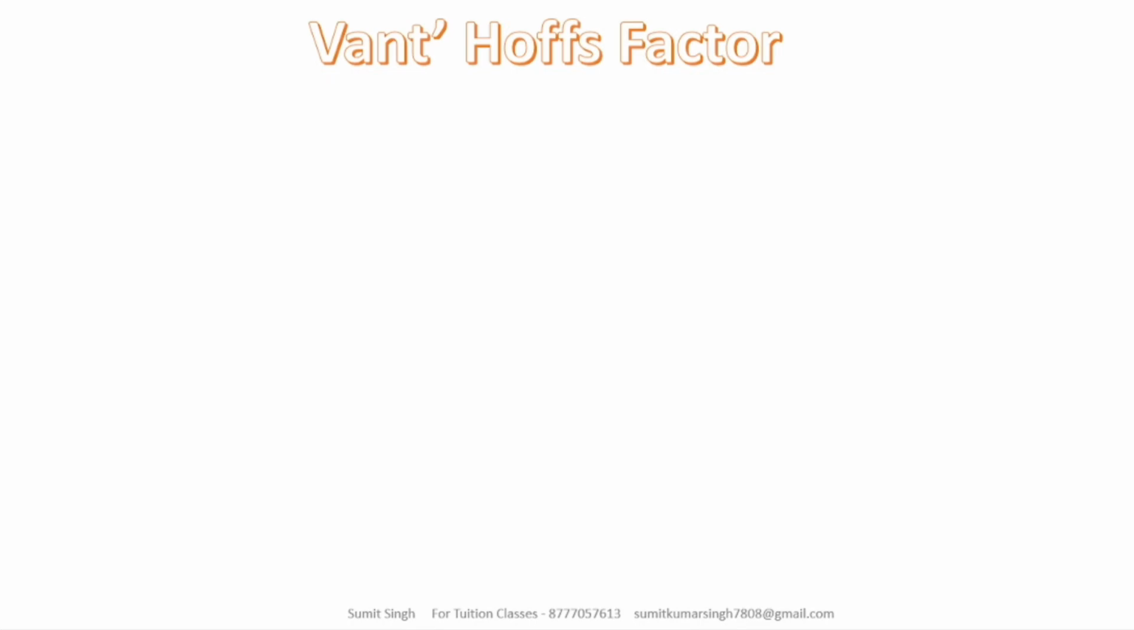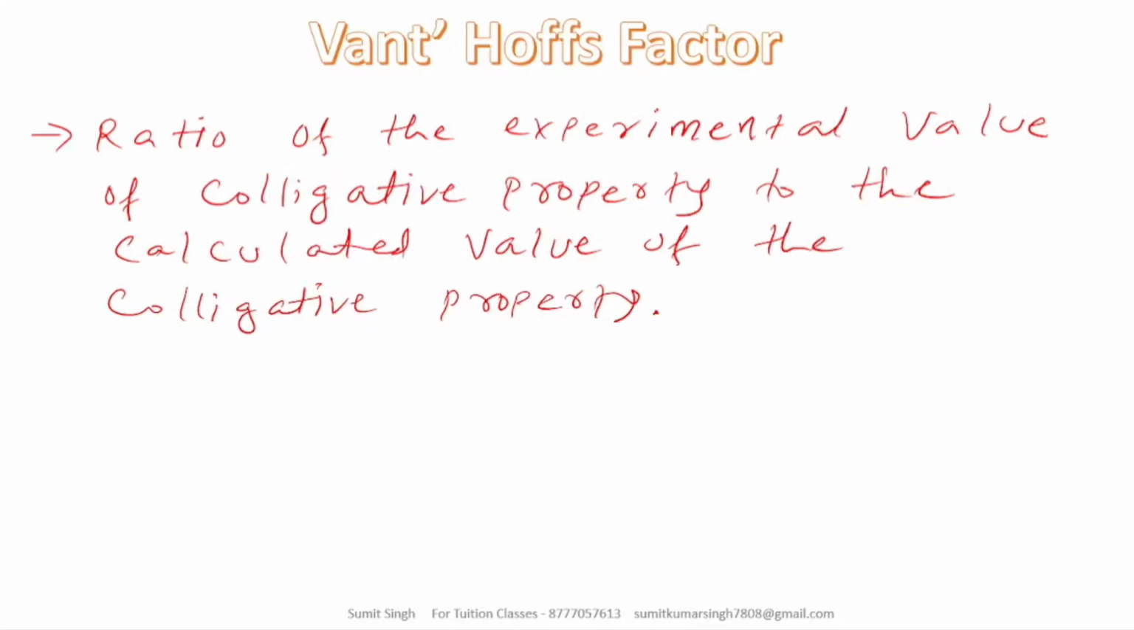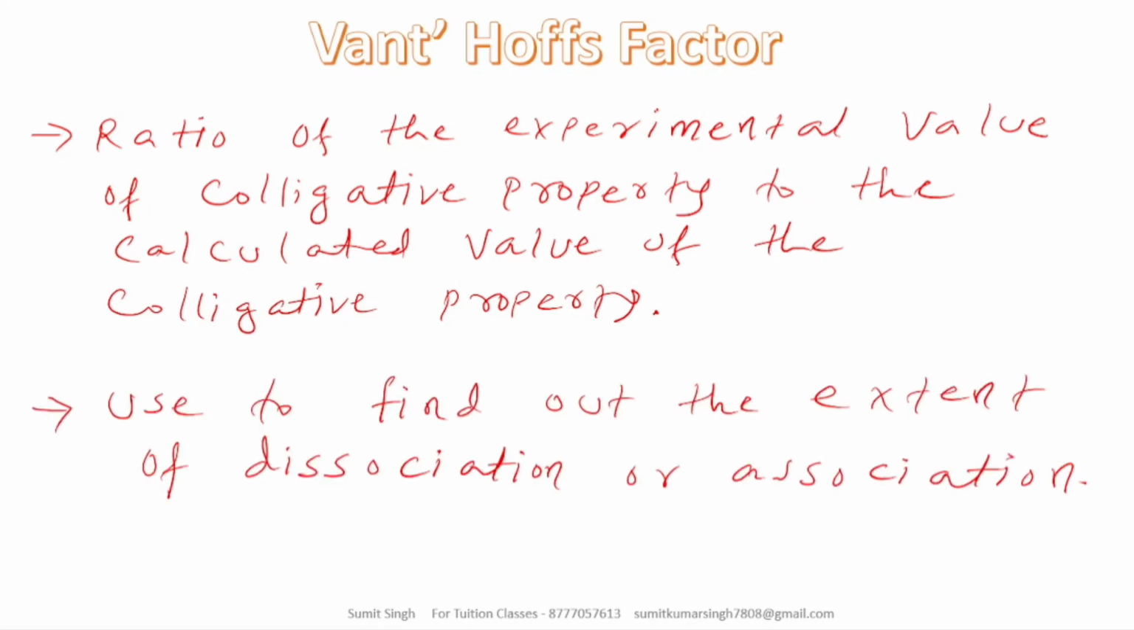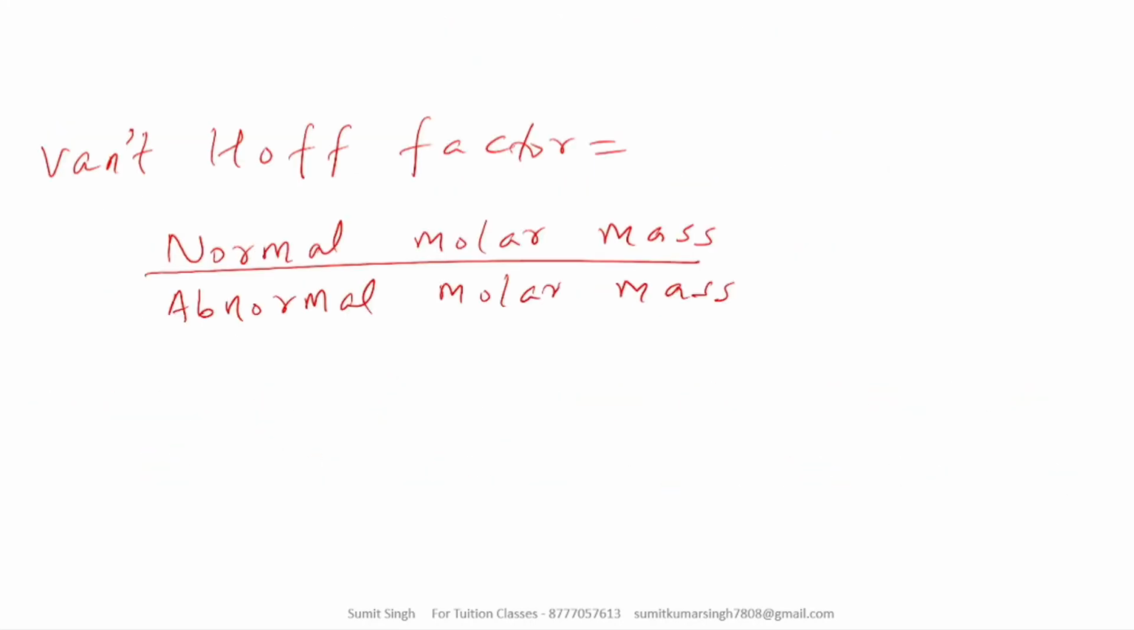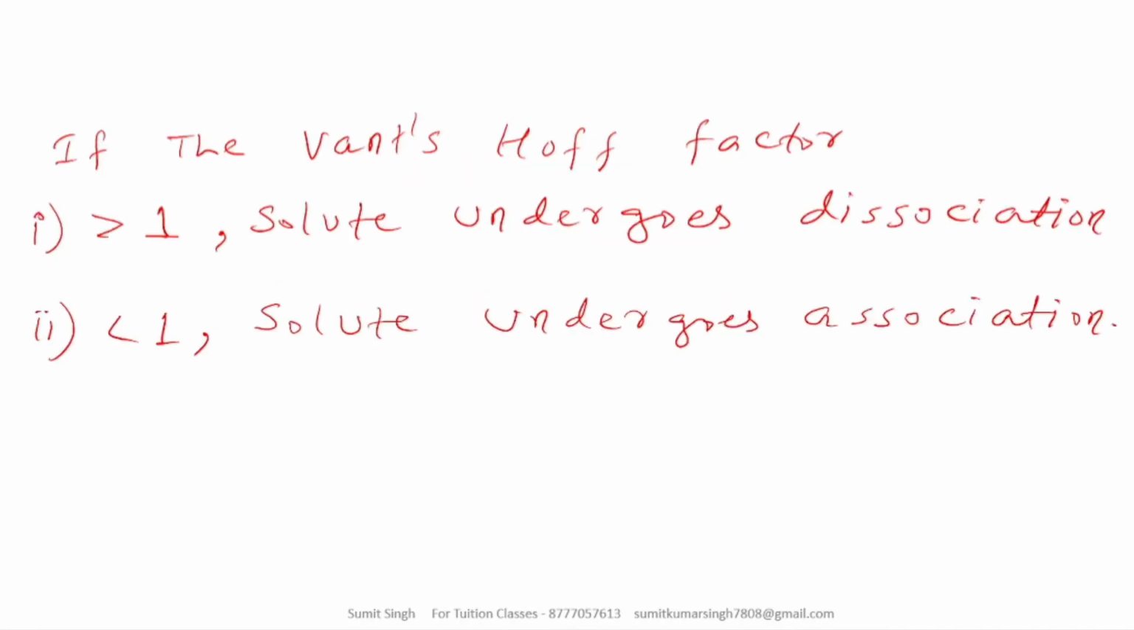The most important topic in the solutions chapter is the Van't Hoff factor. It is the ratio of the experimental value of the colligative property to the calculated value of the colligative property. It is also used to find the extent of dissociation or association. You can write the formula for the Van't Hoff factor as the normal molar mass divided by the abnormal molar mass. Here, we just have to learn that if the Van't Hoff factor is greater than 1, the solute undergoes dissociation, and if it is less than 1, the solute undergoes association.